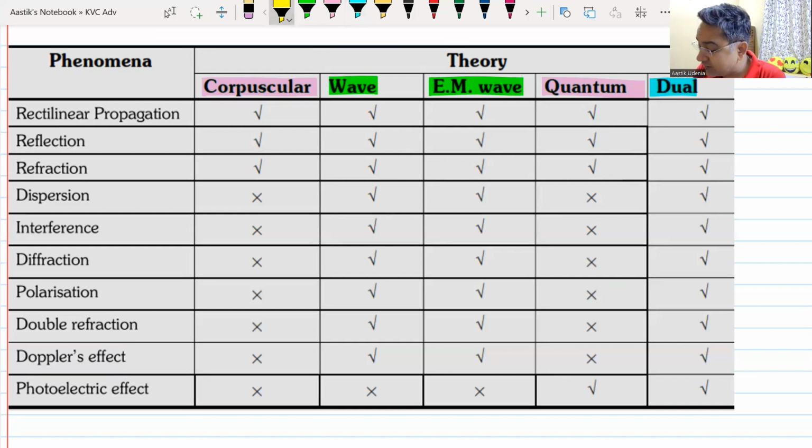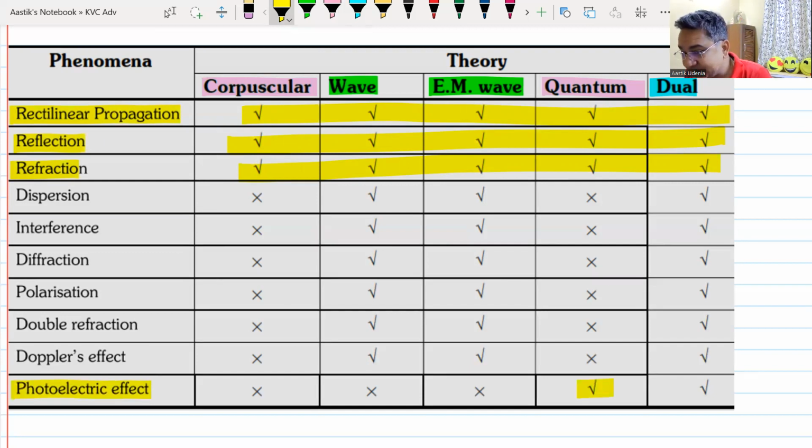Another point to note here is whether it is rectilinear, straight line propagation, reflection, or refraction. These are explained by all the 5 theories. Do we see this? Yes, sir. The other thing to note is the photoelectric effect, which is particle theory, is only explained by the quantum theory. Do we see this? Yes, sir. It's not even explained by the corpuscular theory.